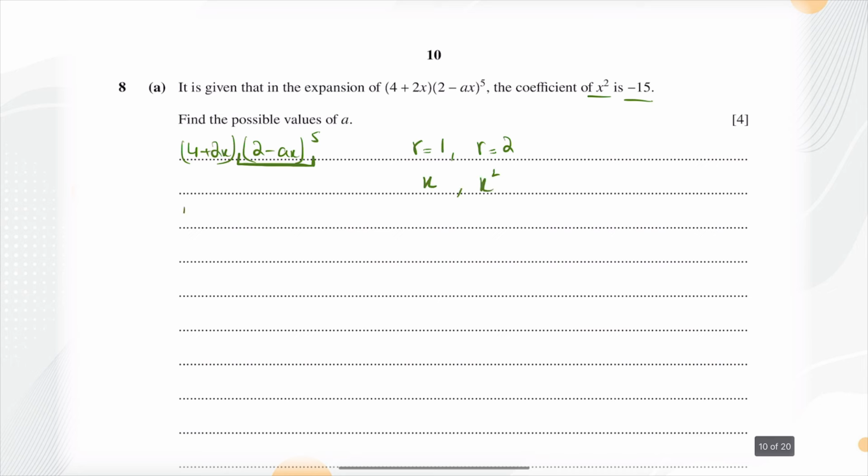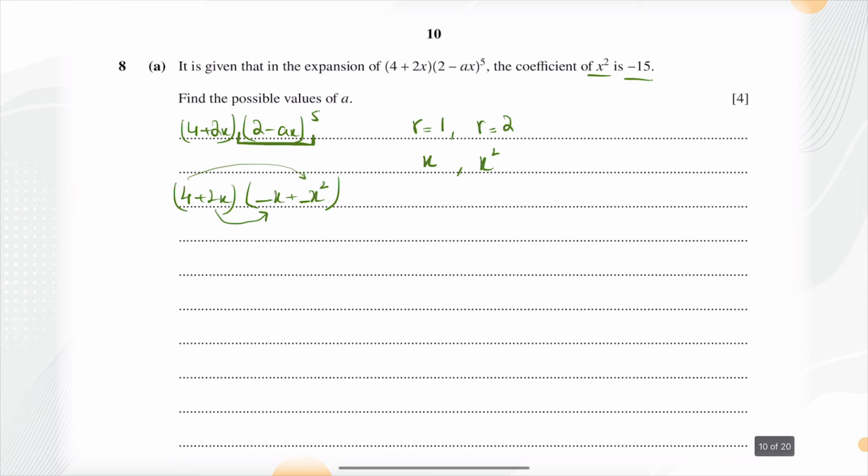Now, why do we want the coefficient of x and x square? Because what we want at the end is the coefficient of x square only. So if we have a term with x and a term with x square, 4 will get multiplied by the term with x square and 2x will get multiplied by the term with x, and that's how we'll end up with the coefficient of x square at the end.